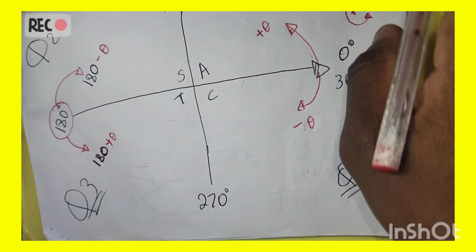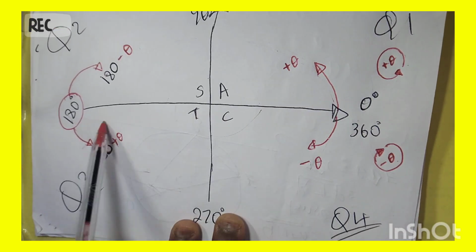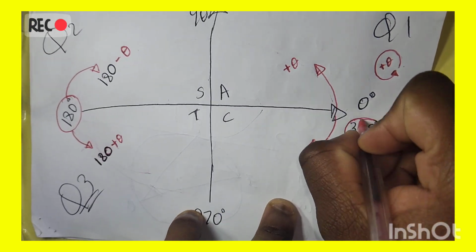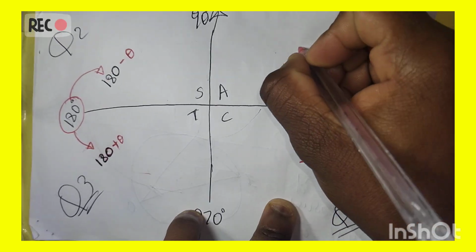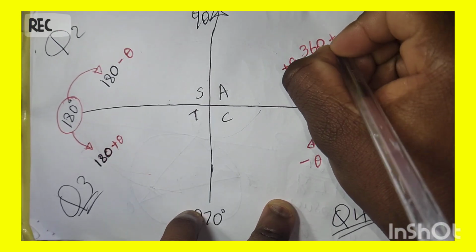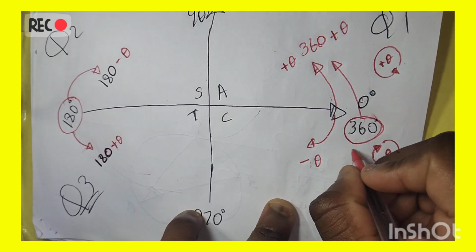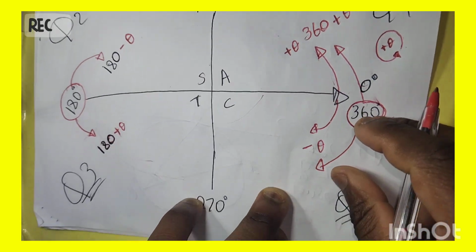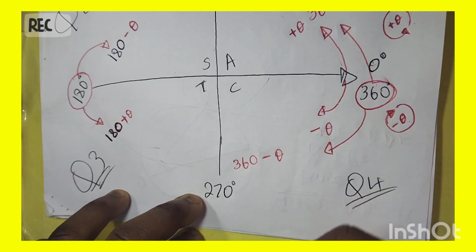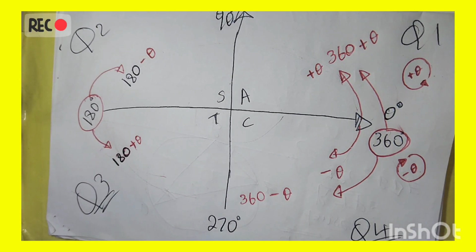Then if now I'm on 360, I'm still focusing on the horizontal line. If I'm on 360 and I move in this direction, that is a positive angle. If I'm on 360 and I move in this direction, that is negative 360. So these are what you call our positions, by the way. These are the positions that I will be using.